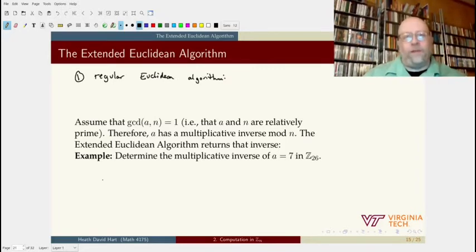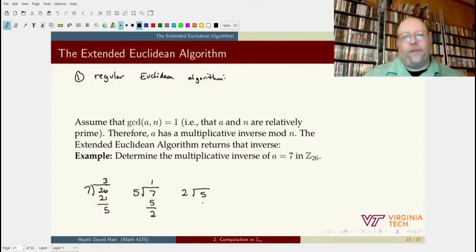This will go quickly because 7 and 26 are pretty small. I'm going to divide 7 into 26. That goes 3 times, and there's 5 left over. Then I'll divide 5 into 7. That goes 1 time, and now there's 2 left over. I'll divide 2 into 5.